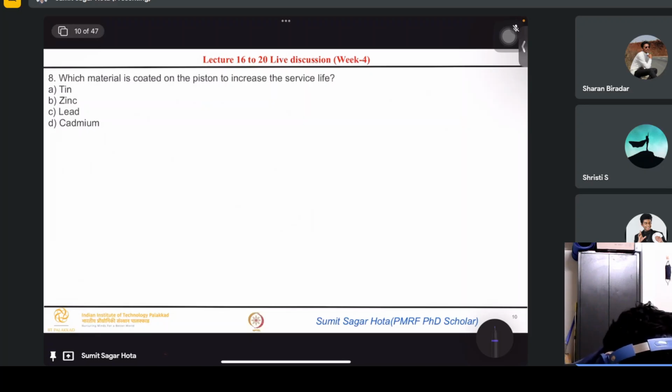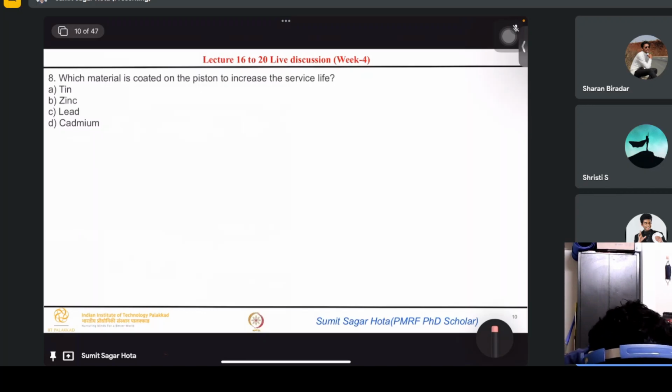Now, which material is coated on the piston to increase the service life? Okay, so to protect any metal, we will just put some coating. Because the piston works in a very robust condition, to increase its service life, so that it's not required to be serviced in 1 month or 2 months, we increase the service life to some years, maybe 5 years, 10 years.